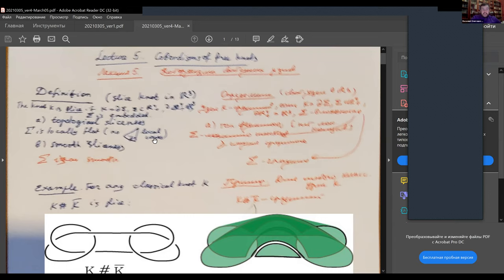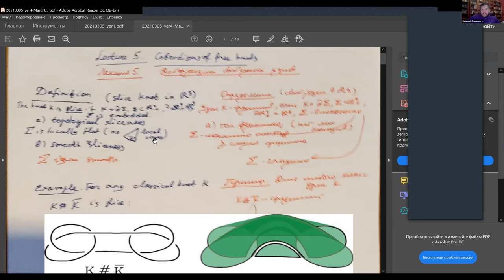Actually, the idea is that if we have a locally flat knot, this means that if we cut some small neighborhood of a point in our surface, then the small spherical neighborhood will give us a trivial knot in the sphere. So this is the local flatness. So this is one condition.